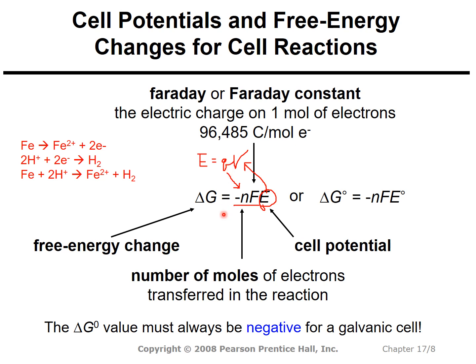So if you know the value of the free energy change of some reaction, then you can calculate the cell potential. Also, at the standard state, the same equation holds. So the Gibbs free energy at standard state is equal to minus nF times the reduction potential at standard state, or the standard reduction potential.